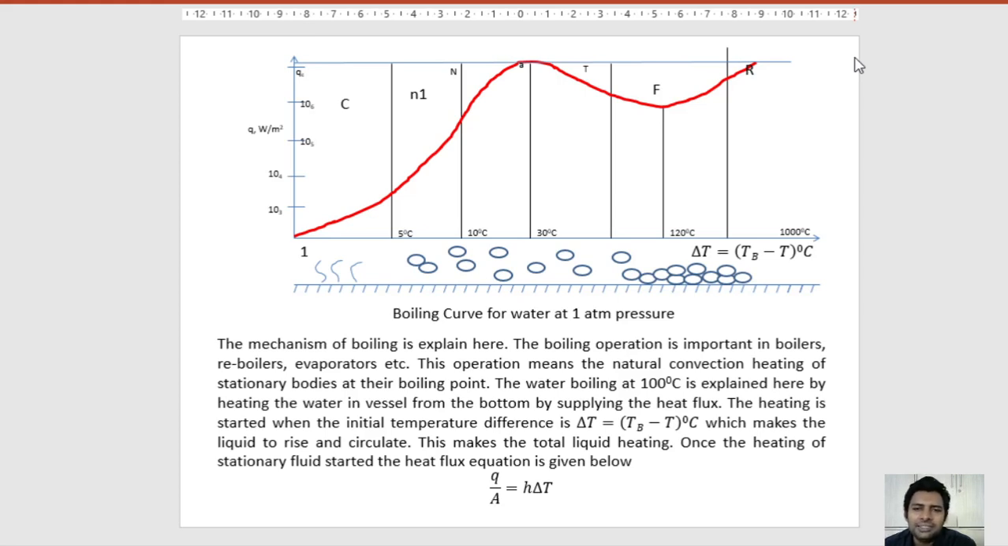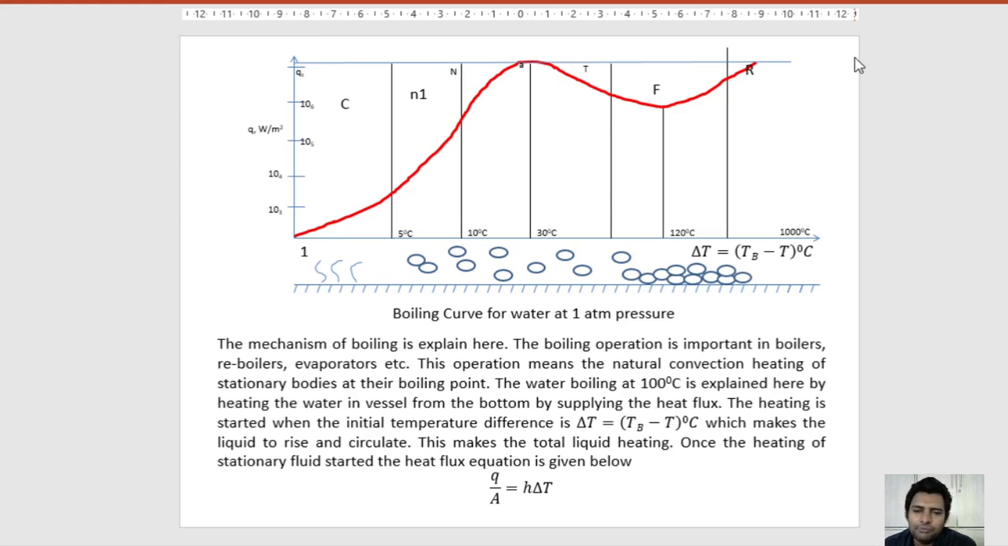C region is nothing but the natural convection. N region is where the nucleate boiling is there. Then again the different regions are there. F region is there. R region is there. In the next slide we'll see how this boiling curve is moving.